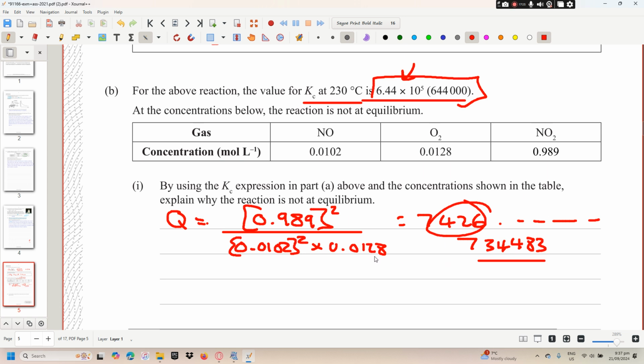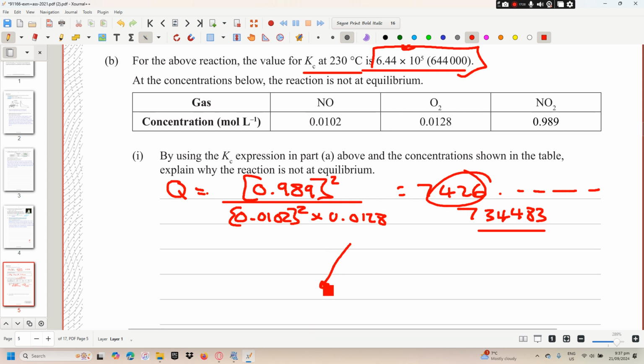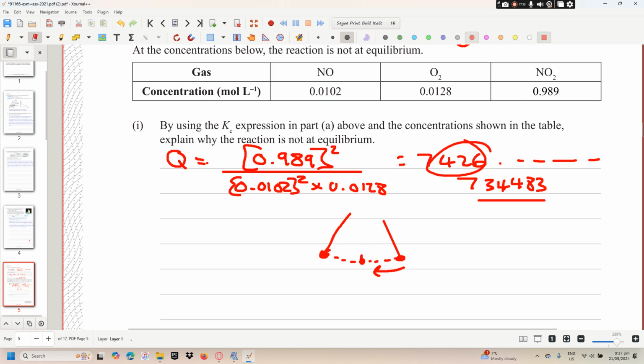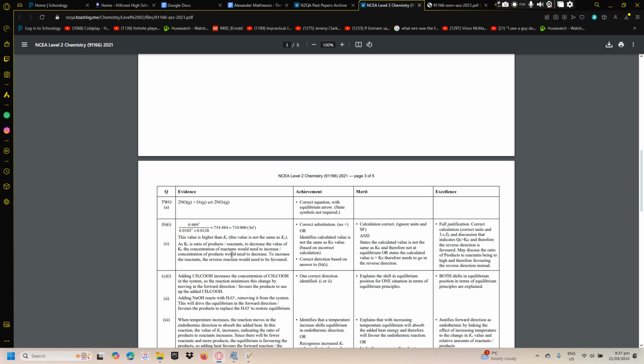So the reaction has gone too far. It's like a swing, right? It started here and it swung and then it reached equilibrium and, oh no, it just kept swinging. And now it's got to go back. So Q is above Kc, and the reaction will reverse until Q equals Kc. They don't actually refer to Q, but it's fine.